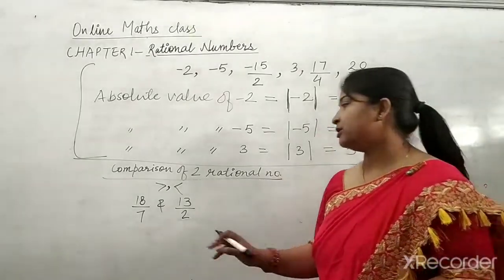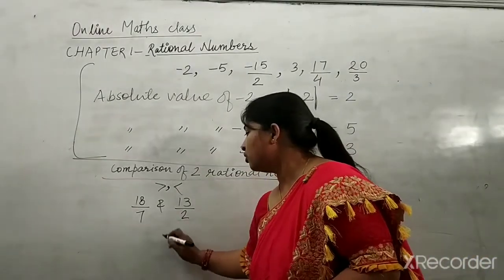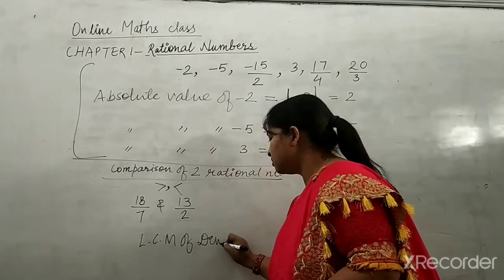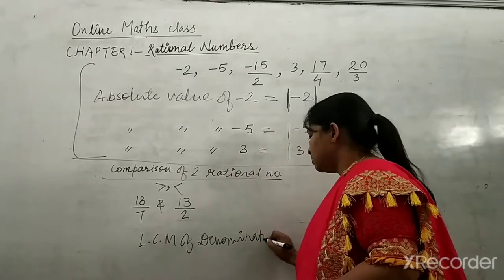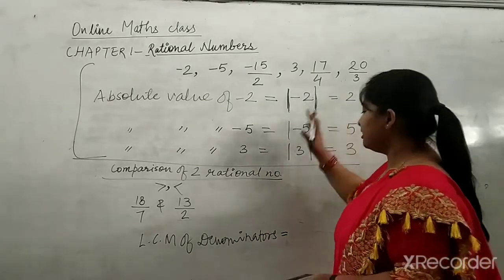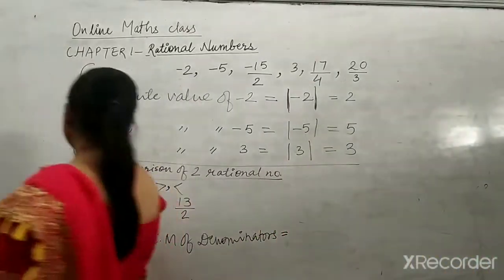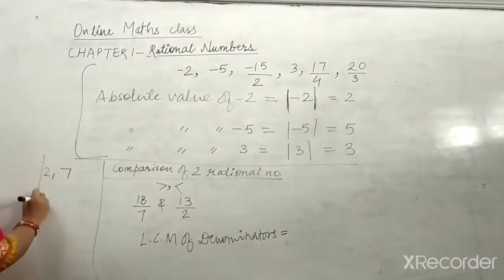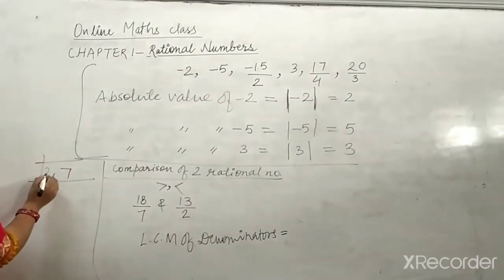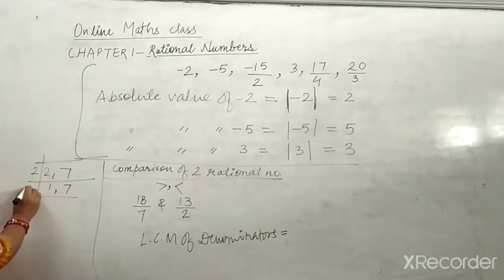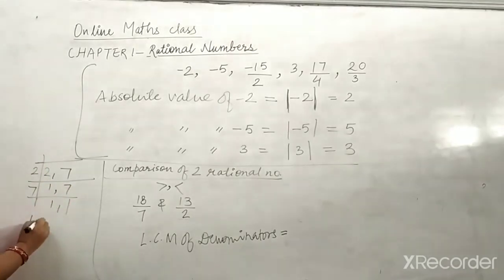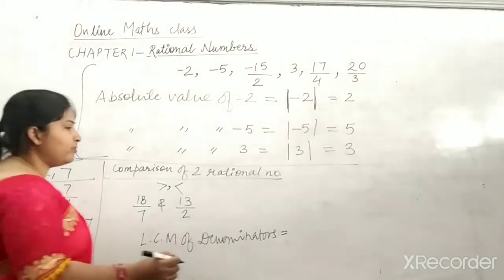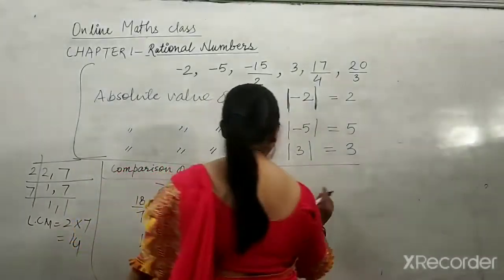How can I make the denominators equal? I will take the LCM of 7 and 2, the LCM of the denominators. You can find it in rough, or you can do it on the right hand side of your notebook. Okay, so it is 2 and 7's LCM, least common multiple. It is divisible by 2, then again by 7. Okay, so the LCM is 2 into 7, that is 14. So the LCM of the denominators is what? 14. Okay, now we will move further.